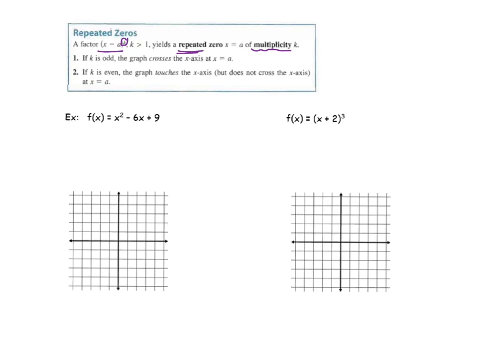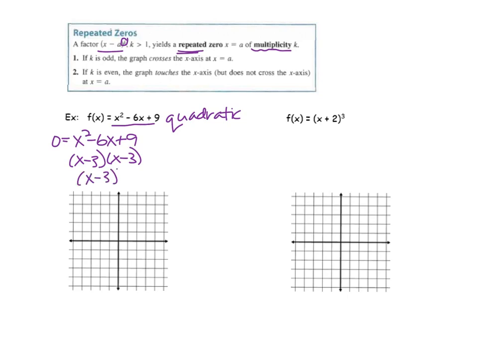So what we're looking at, we're not really even worried so much about k equals odd and k equals even. Let's take a look at those 2 examples down below. If we have f of x equals x squared minus 6x plus 9, that's quadratic. And we know that it should have 2 zeros. But if we set it equal to 0 and we factor, 2 numbers that multiply to get 9 but add to get negative 6 are negative 3 and negative 3. Which means there's only going to be one solution because of that.